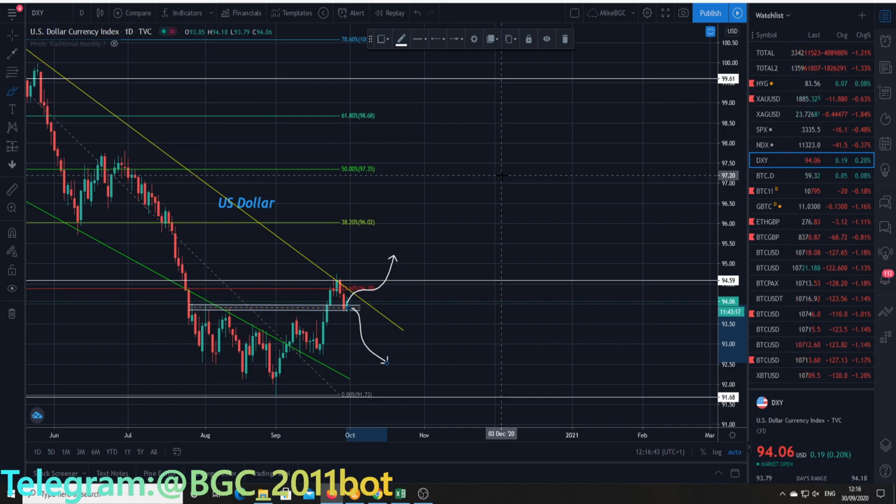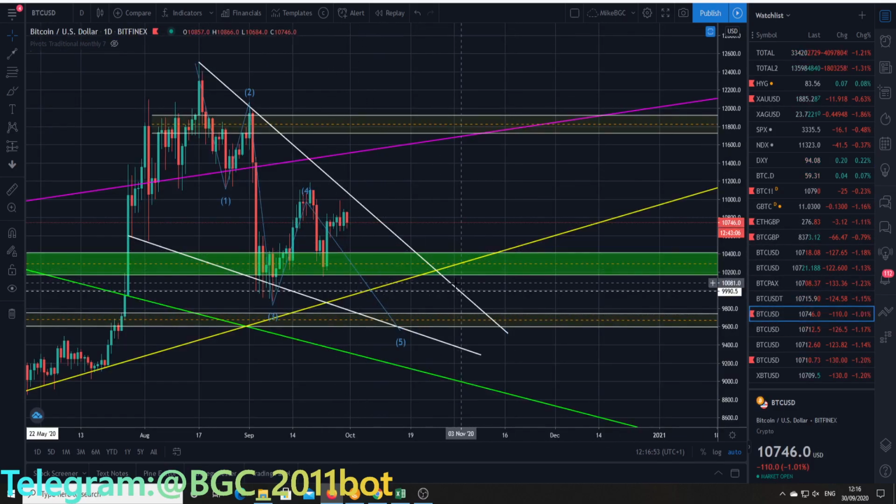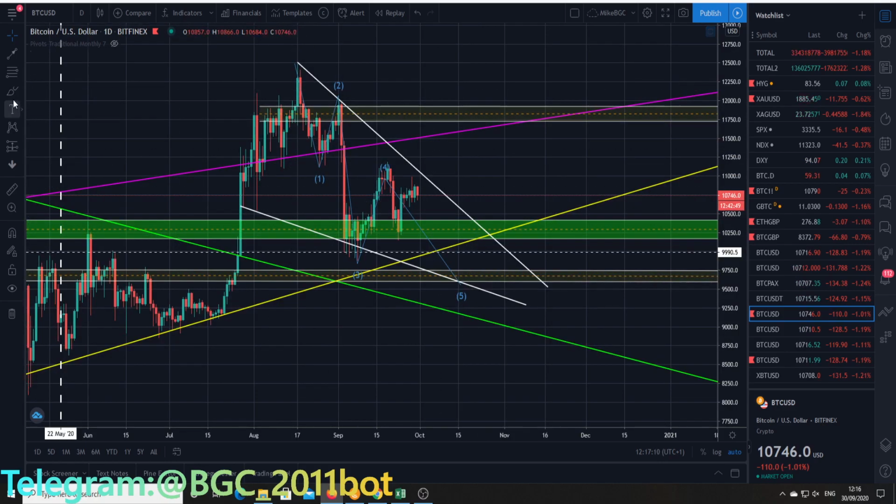I'm really expecting, as I told you, the CME gap to be filled by October for the Bitcoin price, and my scenario for this falling wedge I think is going to play out over the next few days, and after that in October or November we are going to see a huge run from Bitcoin to the upside. I'm not expecting Bitcoin to really go down to like $7,000 or something like that. I'm really expecting one more time Bitcoin to go down and test the lower trend line of this falling wedge, and after that make a higher high and higher low and move to the upside to like $15,000 or $20,000 or something like that.